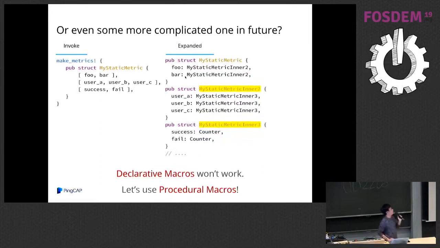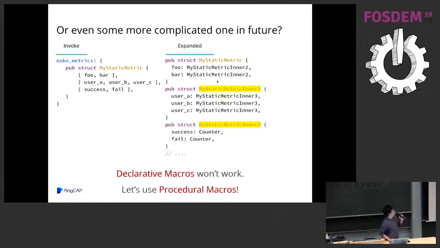For example, we want to access foo.user_a.success. So actually, you will need 3 structs. The first struct contains foo and bar for the inner 2, and for the inner 2, it contains 3 fields for the inner 3. And for the inner 3, it contains the actual counter. In this way, the declarative macros won't work because there is identifier concatenation here.